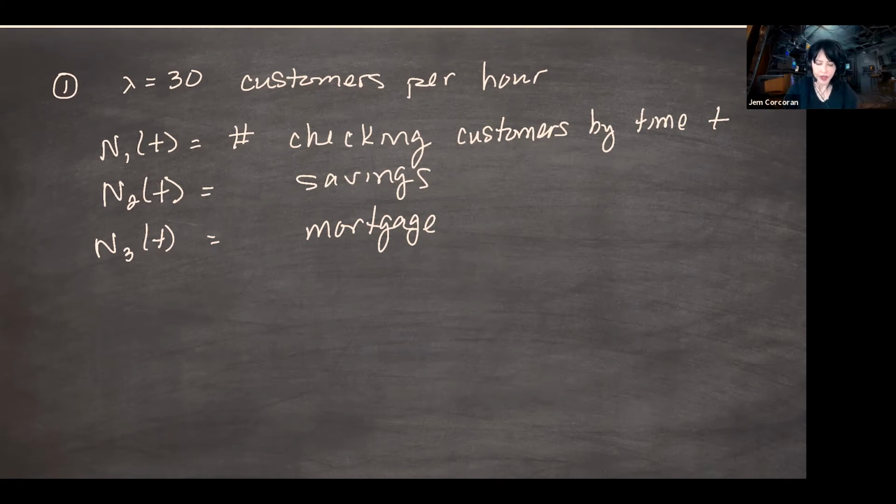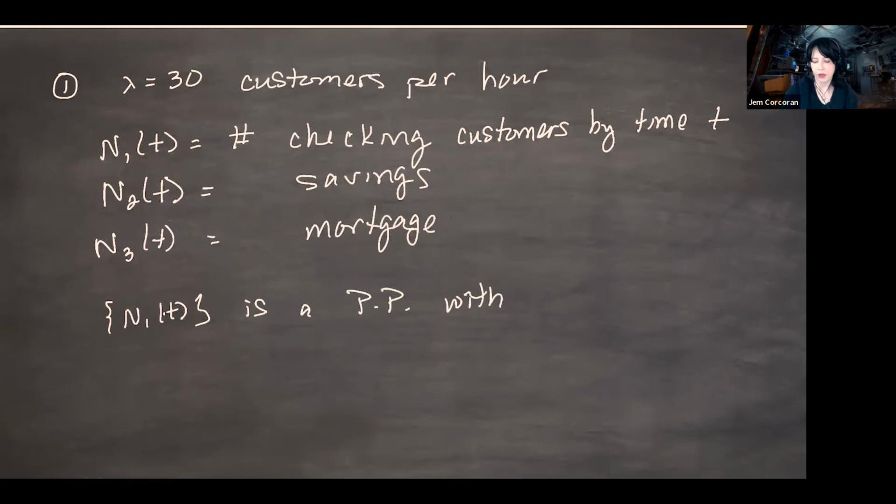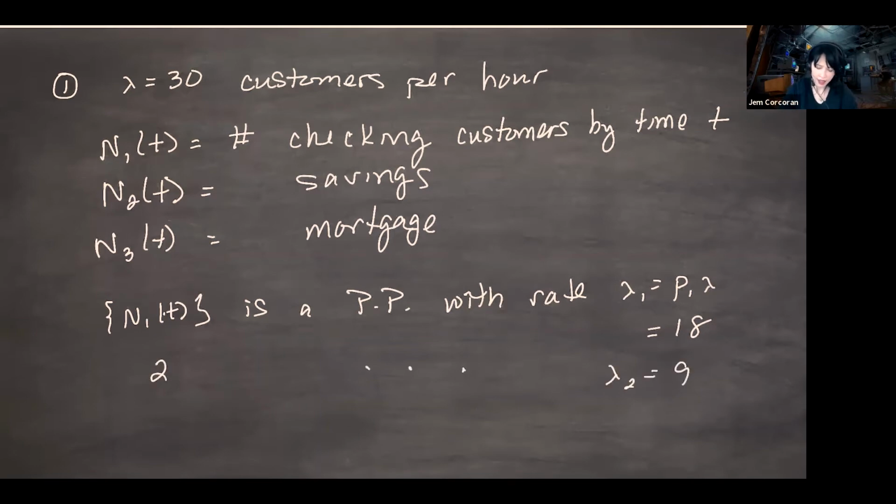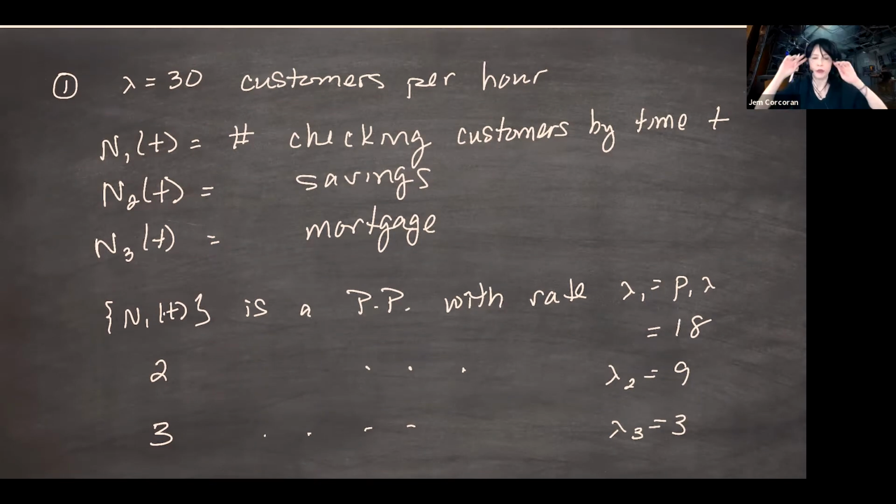So N1 of T is its own Poisson process with rate lambda 1, equaling the probability that something is a checking account transaction times the overall rate. That is 0.6 times 30, which is 18. And then N2 is a Poisson process with rate lambda 2 equals 9. And N3 is a Poisson process with rate lambda 3 equals 3. So this is just another thinning and superposition problem.